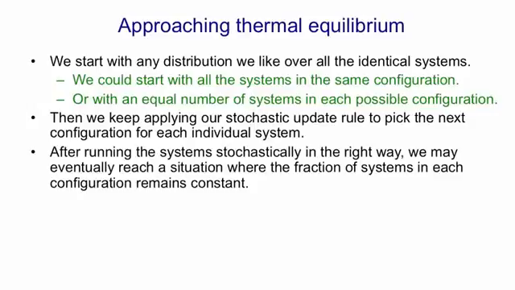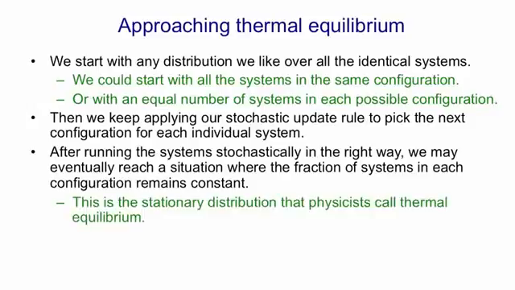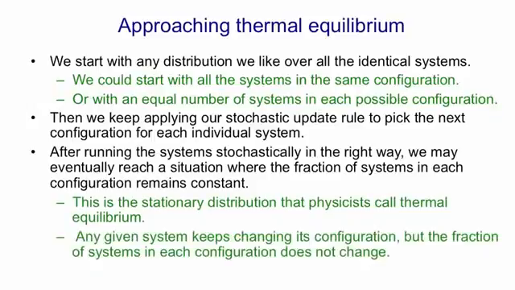In fact, that's what will happen if we have symmetric connections. That's the stationary distribution that physicists call thermal equilibrium. Any given system keeps changing its configuration. We apply the update rule, and the states of its units will keep flipping between 0 and 1. But the fraction of systems in any particular configuration doesn't change. And that's because we have many, many more systems than we have configurations.